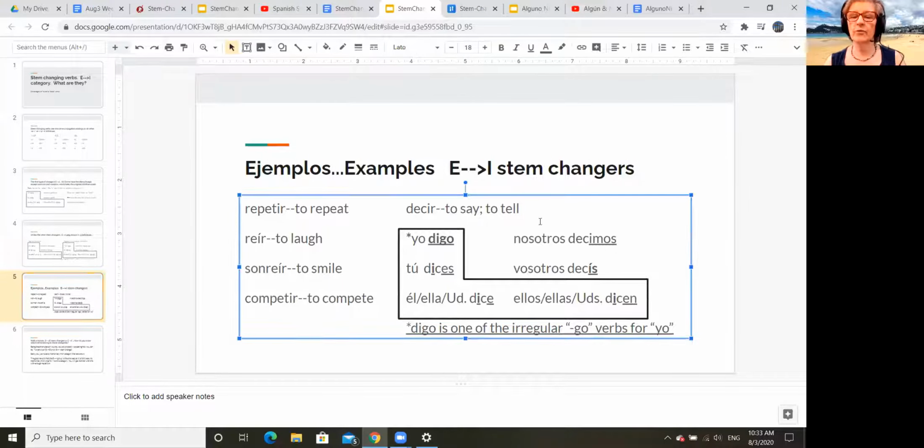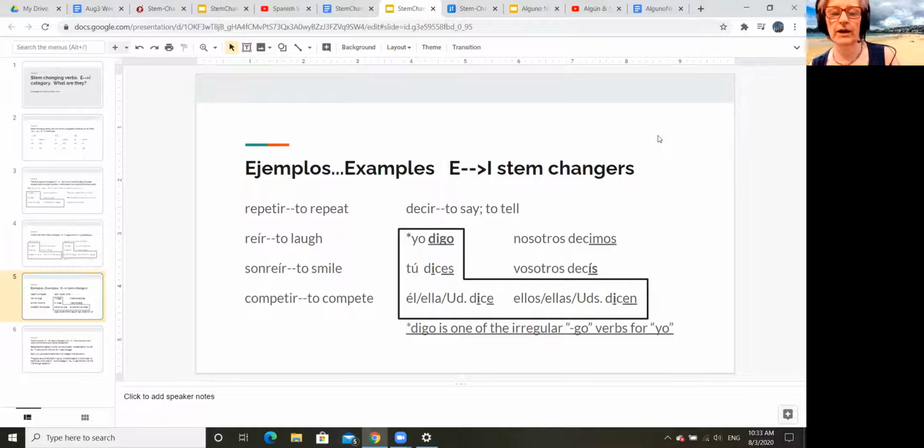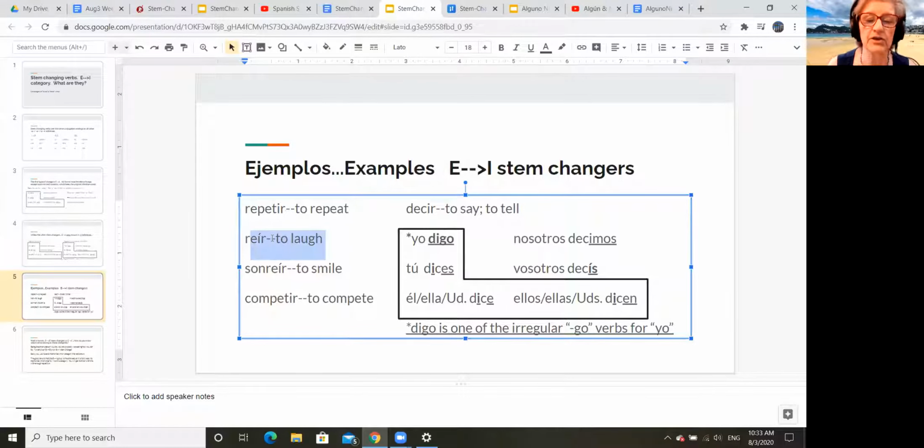We're going to take a look at a couple other ones that are in the E to I category. Repetir. Here's a verb we use a lot because you use it when you ask somebody to repeat something. Repeat that, please, right? Oh, I'm sorry. Perdón. Wrong verb. Oh, I've got the wrong verb up here. You know what? I need to change this. I had a major brain fart with that one.